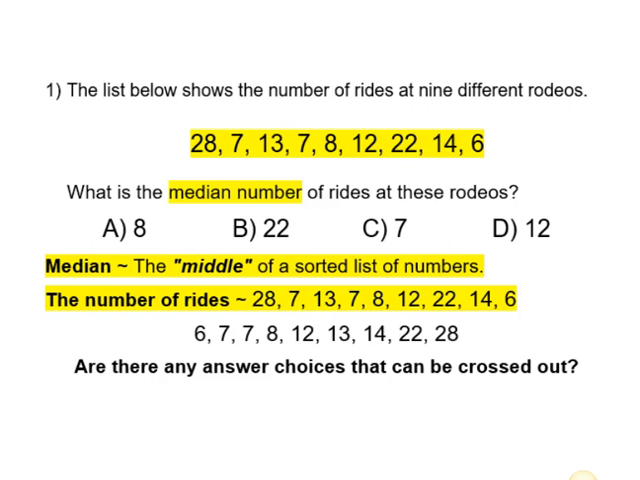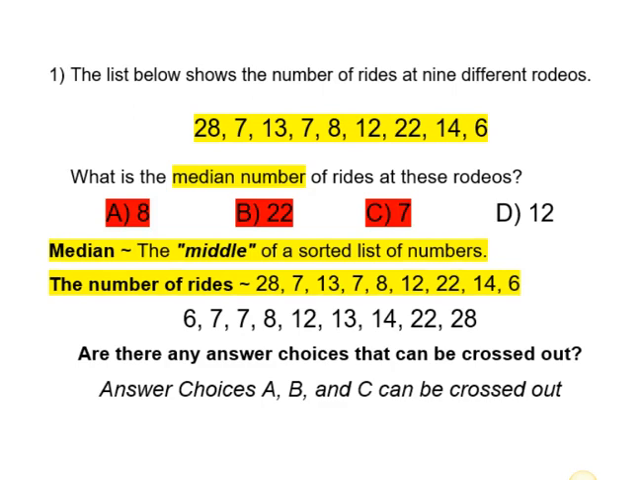Looking at this list, are there any choices that we can see that may be able to be crossed out? Our answer choices are A 8, B 22, C 7, D 12. To find the median number of rides, we must look at the middle number. So what is the middle number in this list? If you said we can cross out answer choices A, B, and C, you're correct.